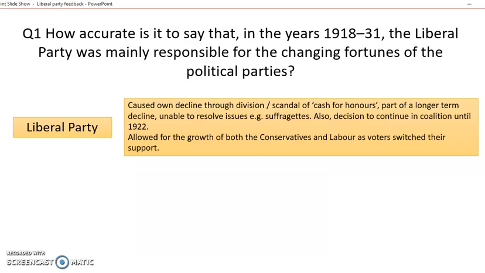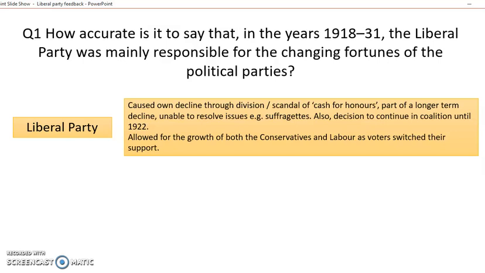So they've given you the Liberal Party in the question. So that's what needs to go first. Was the Liberal Party responsible for its own downfall in this instance? So the Liberal Party, they caused their own downfall through a variety of reasons. The party was divided between Asquith and Lloyd George.